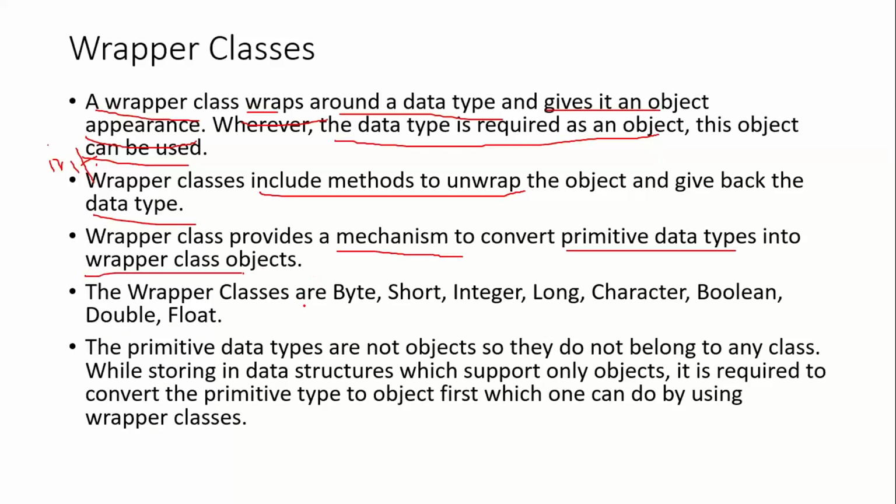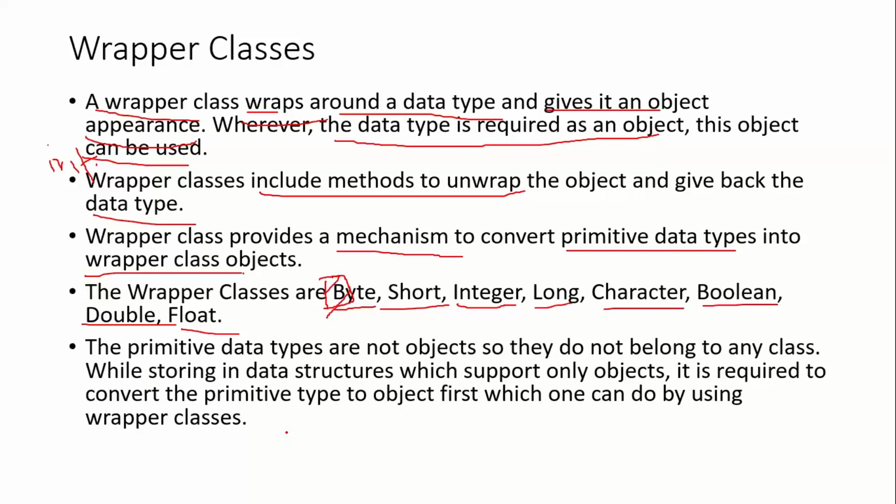So how many types of wrapper classes are there? For each primitive data type there exists a wrapper class as well. See, all these are your wrapper classes. You identify the difference between the primitive data type and the wrapper class through the first letter of the name. The capital letter suggests that it is a class. Primitive data types are not objects, so they do not belong to any class.